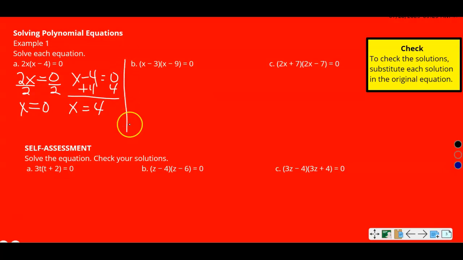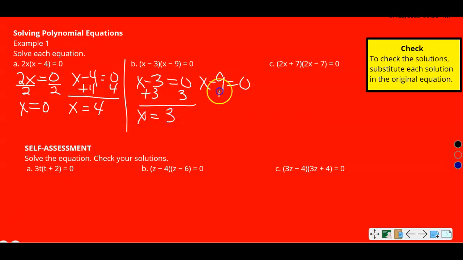All right, for B part, x minus 3 times x minus 9 equals 0. This is, again, in factored form. We can say x minus 3 is the same as A. x minus 9 is the same as B. So we can set each one of those equal to 0 and solve. So quick and easy, x equals 3. Add 9 to both sides, or x equals 9. Again, that's our two solutions here.